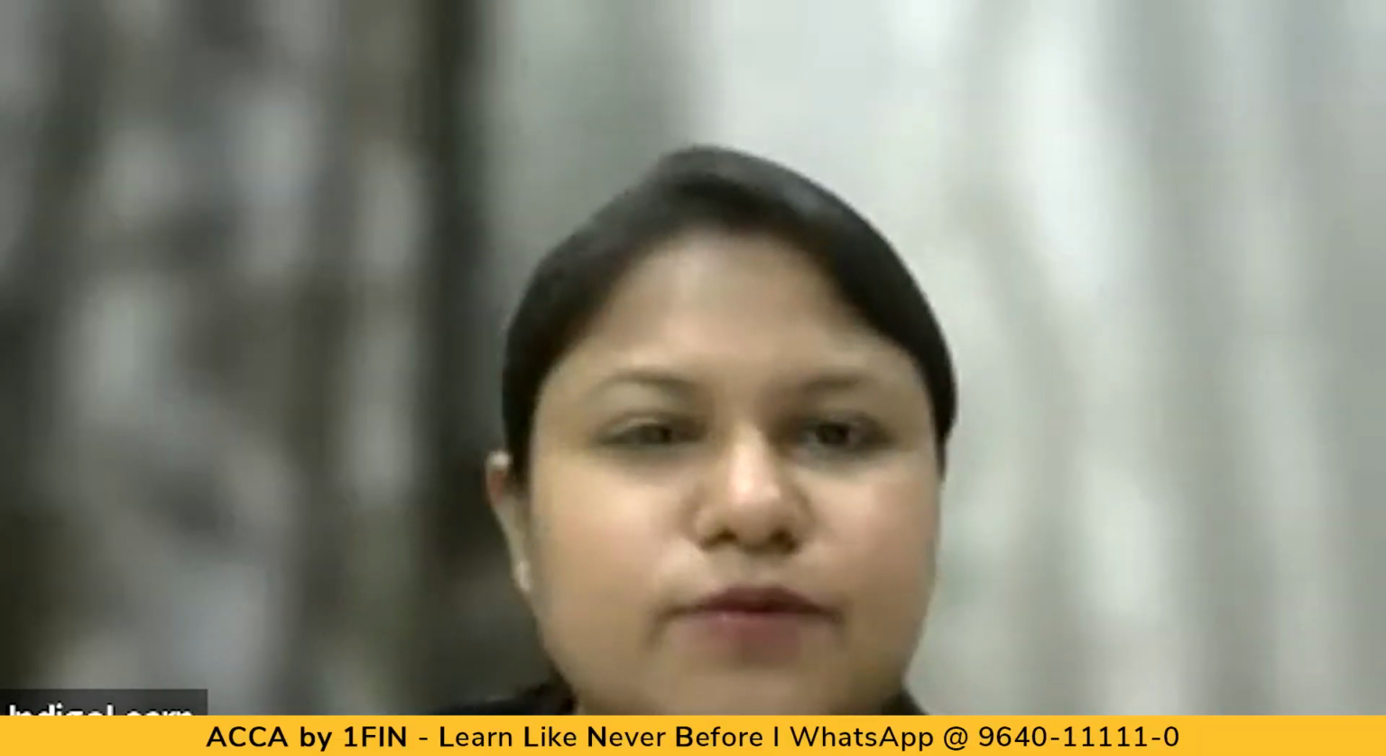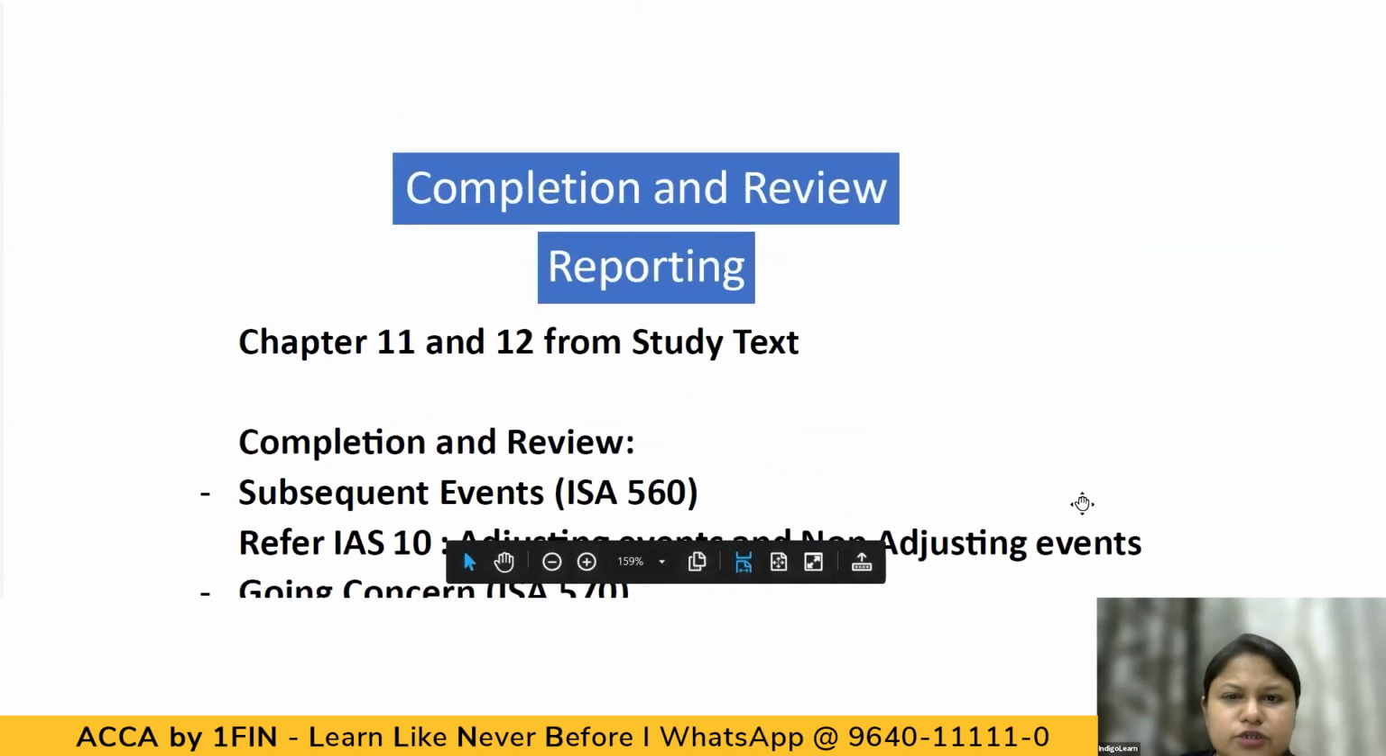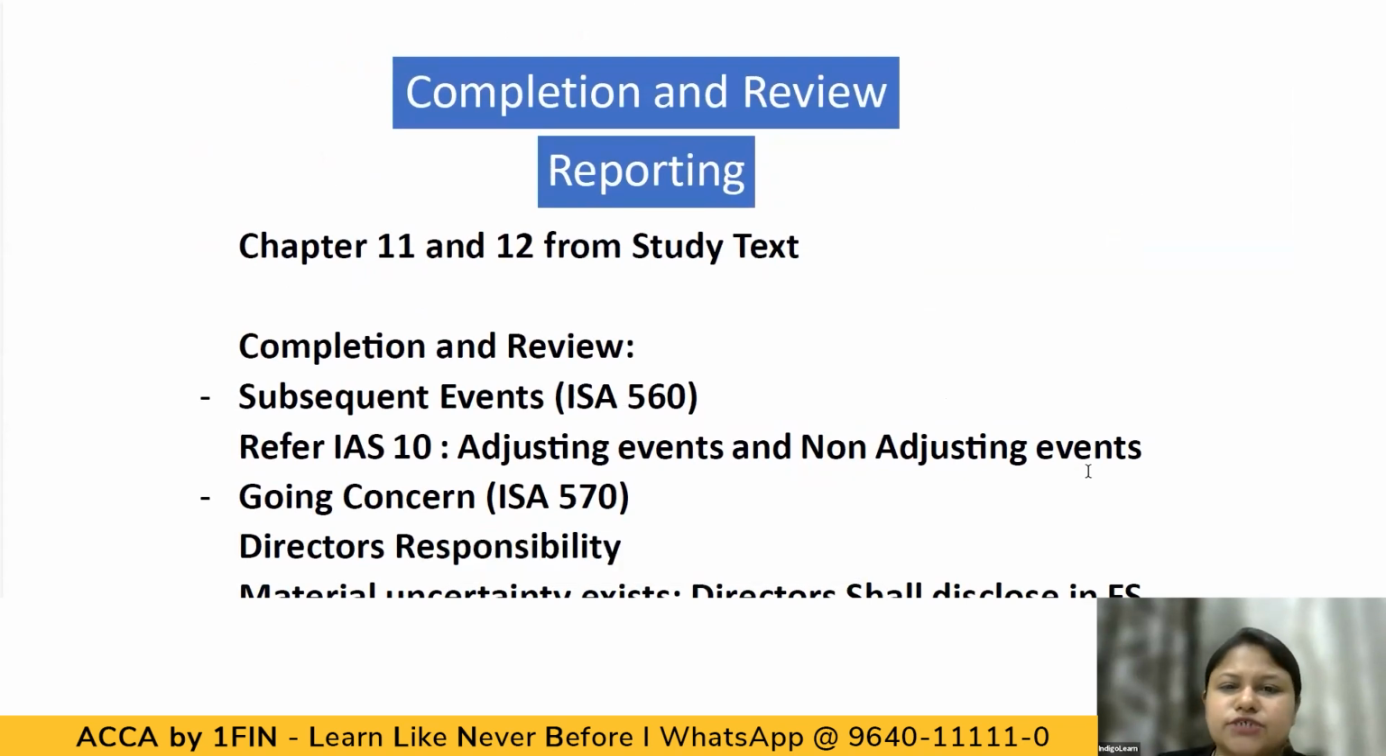Okay, so let us keep the approach the same. I'll be discussing all the important concepts from the topic with you. And then where required, we will also refer to the study material and pick up questions from the exam kit, so that you get the confidence that yes, you know the concept very well and you'll be able to attempt it well in the examination also.